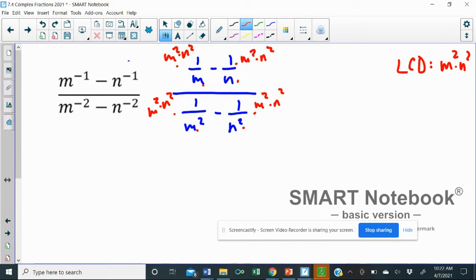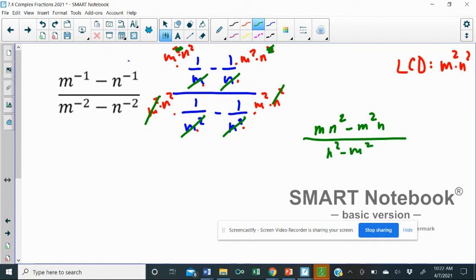All right, so let's go green. This M and one of those N's go. This N and one of those N's go. And this M squared goes and that N squared. Holy cow, right? So what am I left with? I'm left with M N squared over M squared N all over N squared minus M squared. It's a lot.